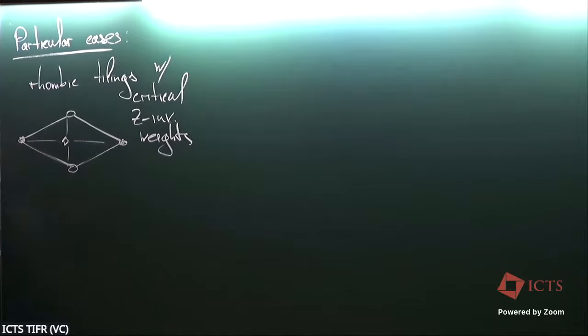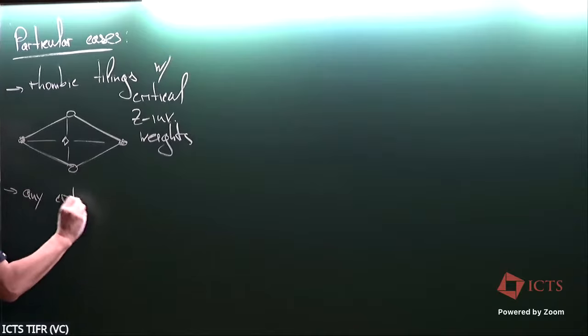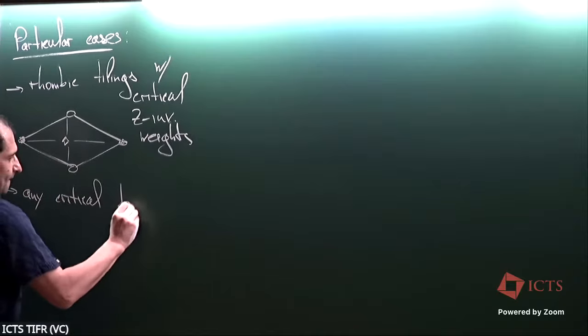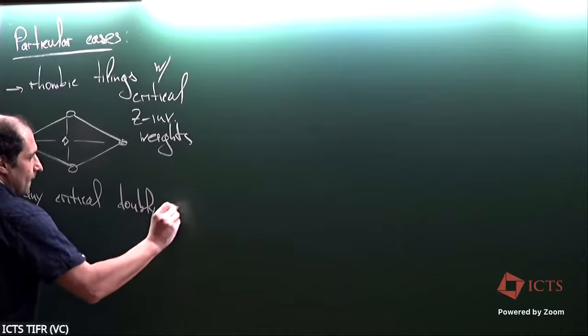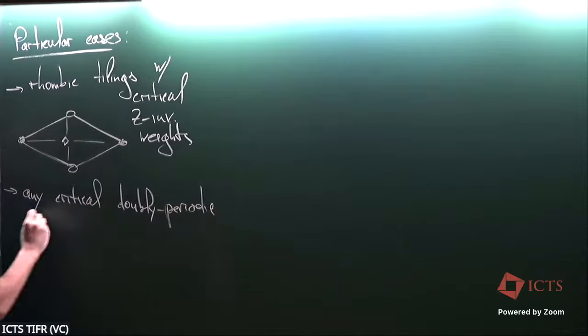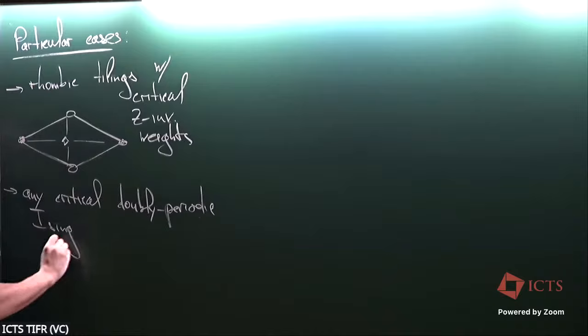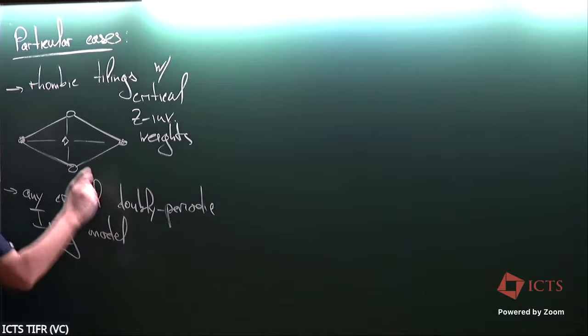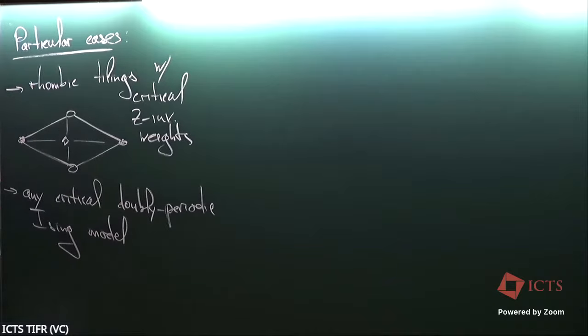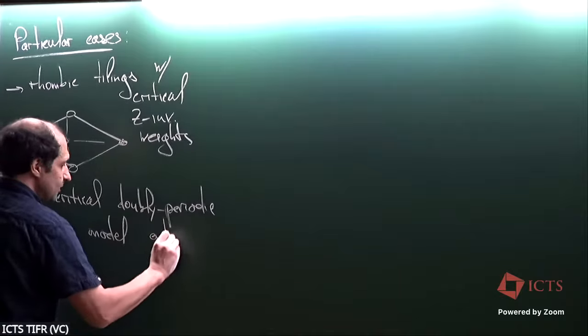Another important example is that any critical doubly periodic Ising model admits a canonical periodic S-embedding.